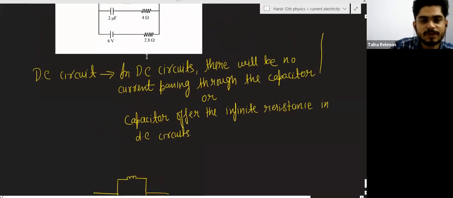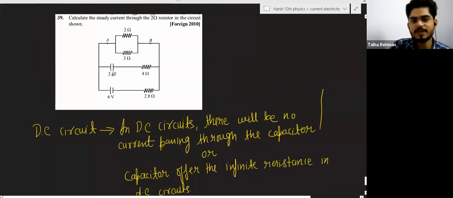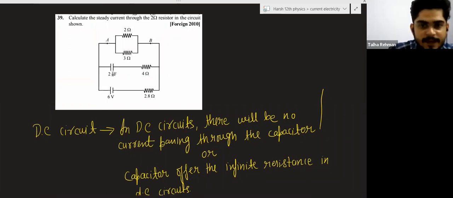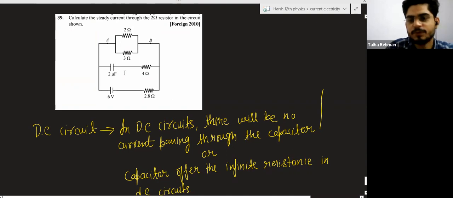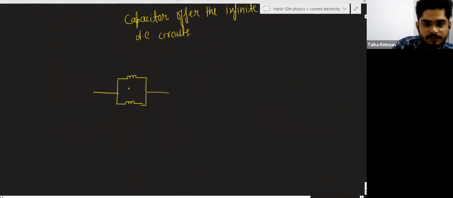Why have I thrown this wire out? Because in a DC circuit there will be no current in the capacitor. Simple. Otherwise you will get confused. You cannot solve this question if you don't know that in a DC circuit there will be no current in the capacitor. Okay. And what do we have now?